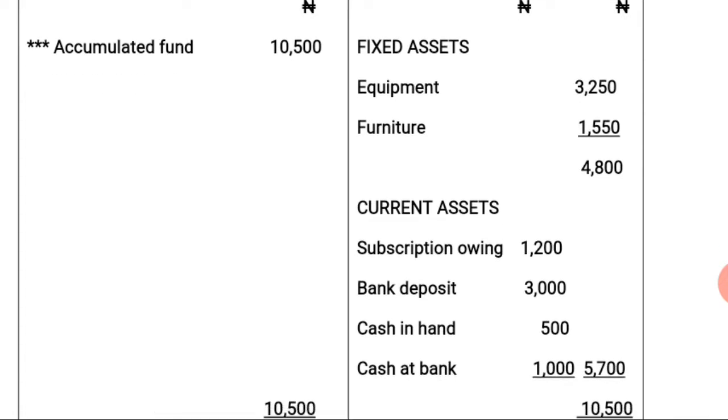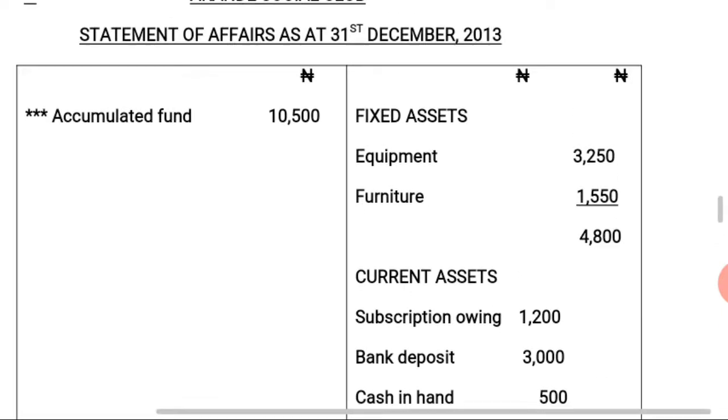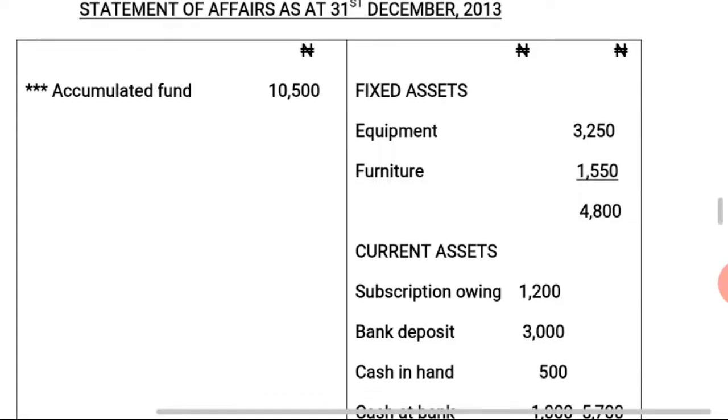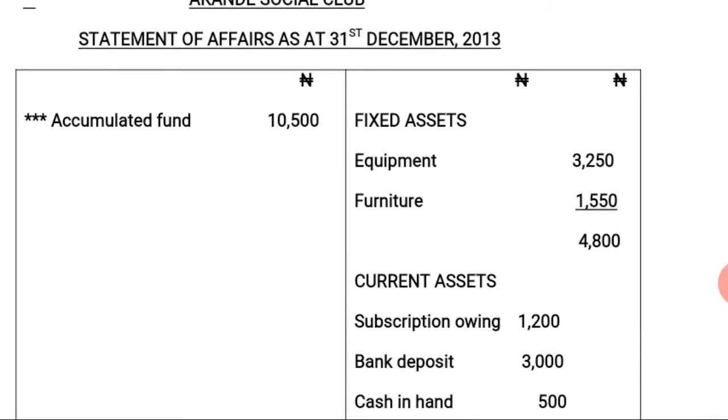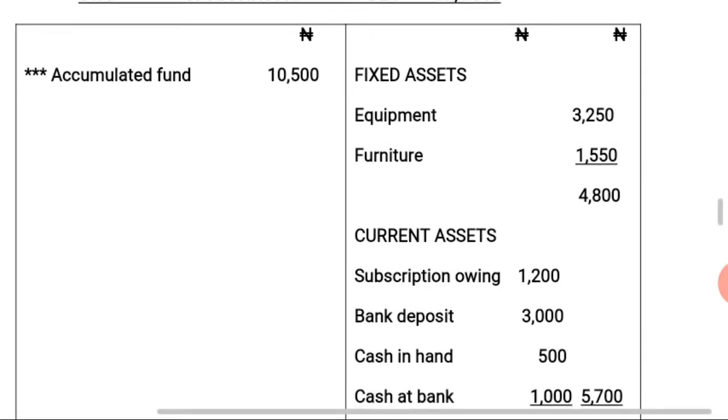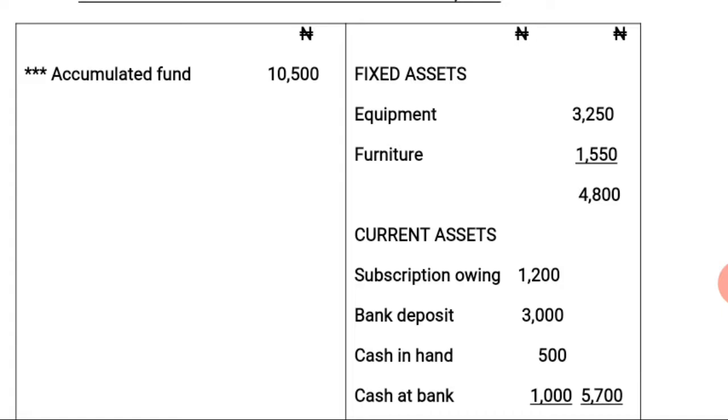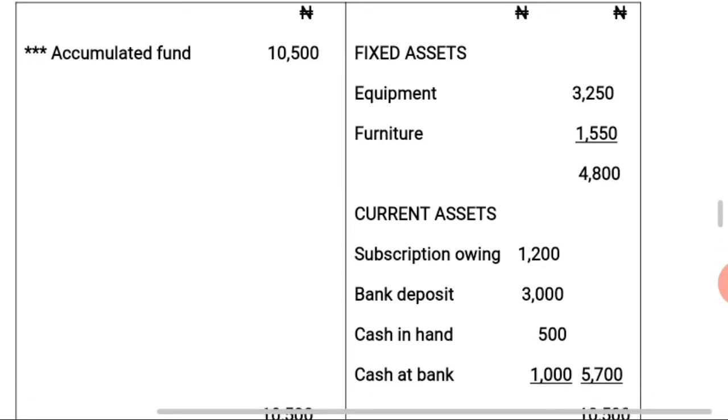Therefore our accumulated fund is 10,500 naira. That is stated on the left hand side of the statement of affairs. Therefore we have the total of 10,500 on both sides. That's how to prepare the statement of affairs as at 31st December 2013, which is almost the statement of affairs at the beginning of 2014.